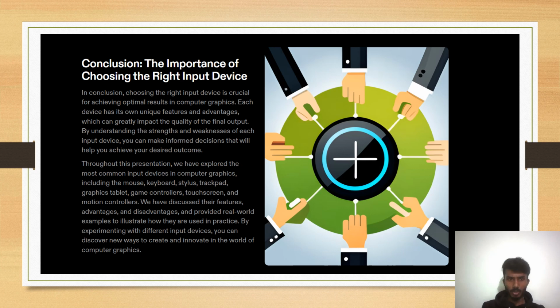Throughout this presentation, we have explored the most common input devices in computer graphics, including the mouse, keyboard, stylus, trackpad, graphics tablet, game controllers, touchscreen, and motion controllers. We have discussed their features, advantages, and disadvantages, and provided real-world examples to illustrate how they are used in practice. By experimenting with different input devices, you can discover new ways to create and innovate in the world of computer graphics. Thank you.